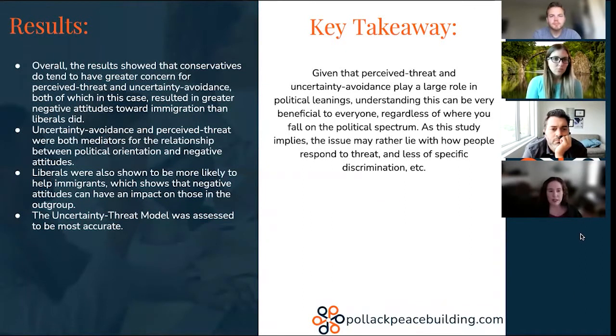And so overall, they did notice that conservatives were more likely to have a greater concern for perceived threat and uncertainty avoidance, which in this case resulted in greater negative attitudes toward immigrants than liberals. They suggest that perceived threat and uncertainty avoidance mediate the relationship between political orientation and negative attitudes. Liberals were shown consistently in all 3 studies to be more likely to help immigrants, and less concerned with them as a threat than conservatives.